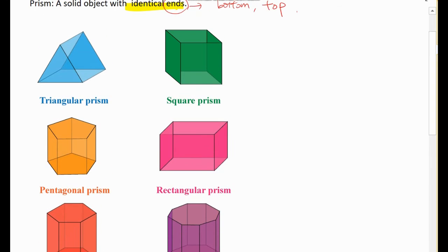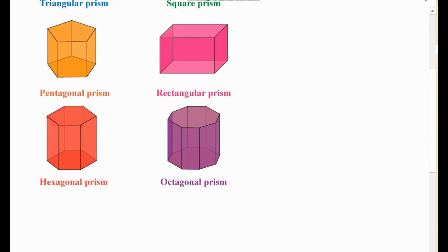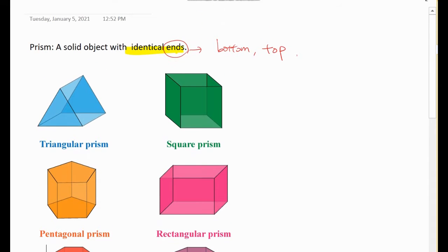Okay, so depending on the shape of the bottom and the top, the shape of the end, we call it triangular prism, square prism, pentagonal prism, rectangular prism. This one, the bottom and the top is a hexagon, so we call it hexagonal prism. If it is an octagon, we call it octagonal prism. So to figure out if it is a prism or not, you have to check if it has identical ends. Okay?